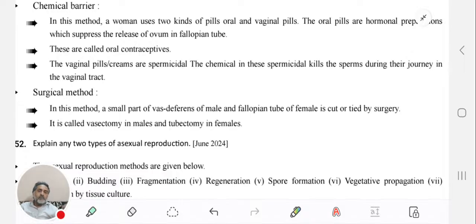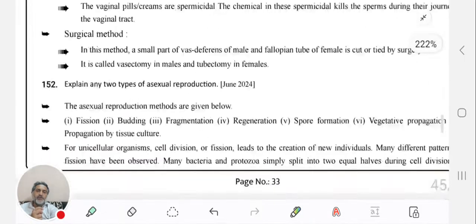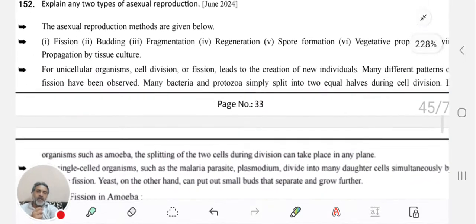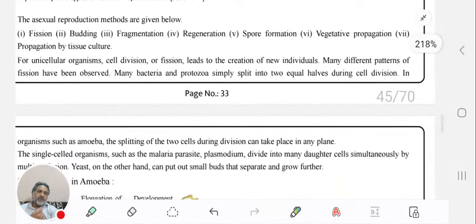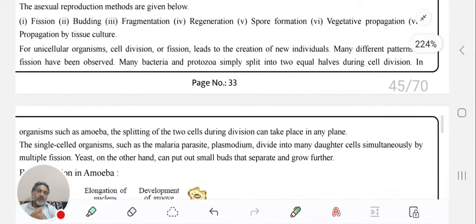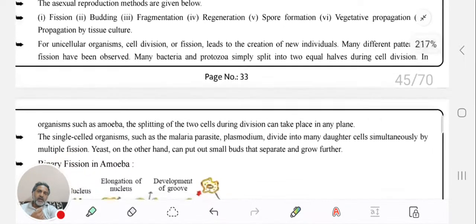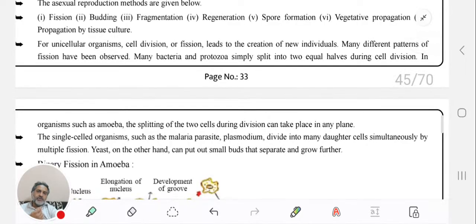Number 152. Explain two types of asexual reproduction, June 24. Asexual reproduction methods are given below: fission, budding, fragmentation, regeneration, spore formation, vegetative propagation, and propagation by tissue culture. For unicellular organisms, cell division or fission leads to the creation of new individuals. Many different patterns of fission have been observed.